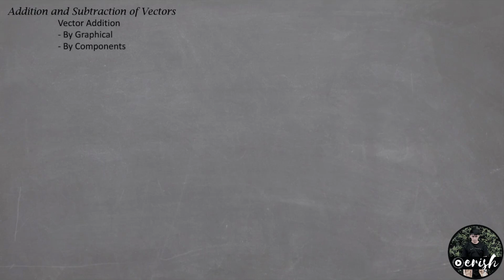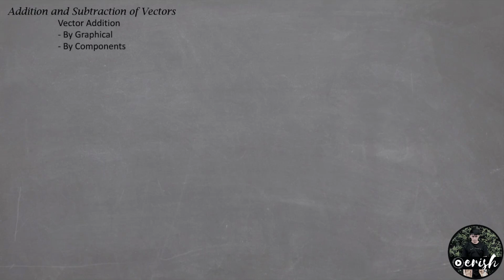From the previous lecture video, we studied the components of a vector. And one important reason for determining the components of a vector is that they are very useful in adding and subtracting vectors. In this lecture video, we begin by defining the vector addition in two methods. First, by graphical, and second, by components.